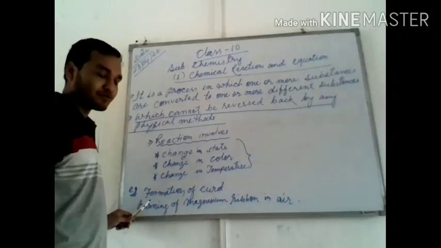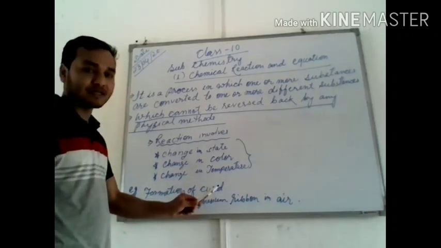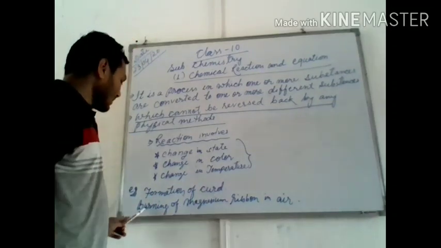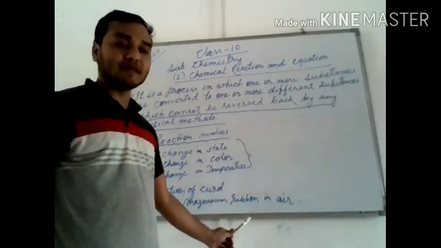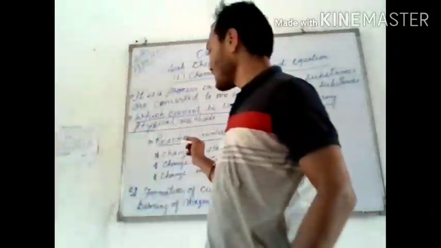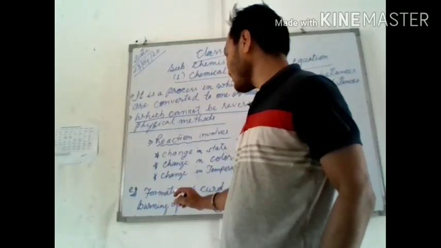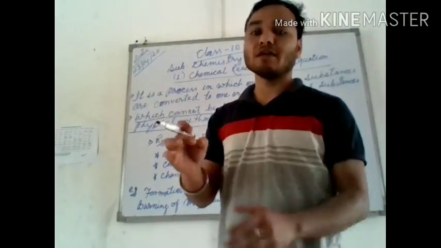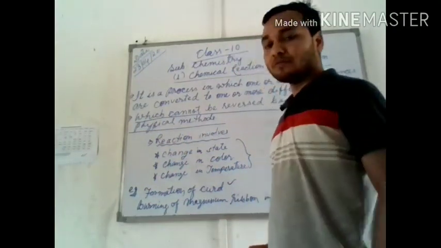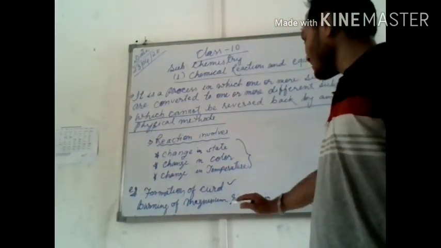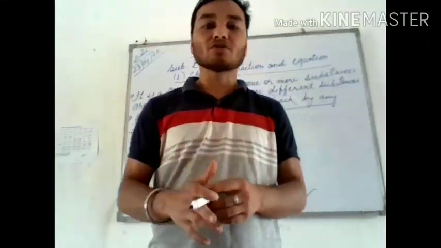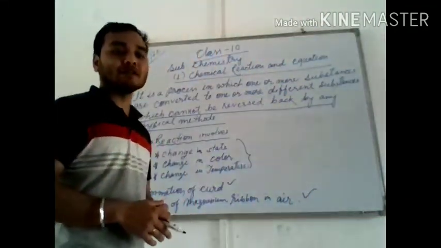Like for example, formation of curd is also a chemical reaction. Burning of magnesium ribbon in air is also a chemical reaction. When we put milk and it forms curd, it is totally changed, so it is a chemical reaction. Next, when we burn magnesium ribbon in air, it will change to different materials, so it is also a chemical reaction.